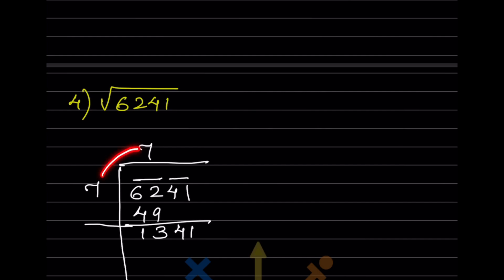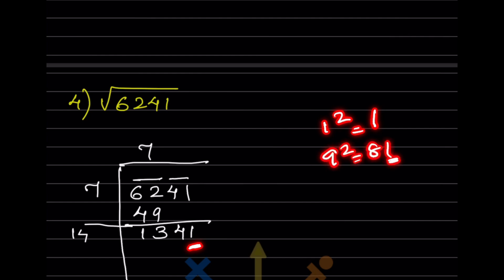So now what will you do here? You are going to add 7 plus 7. So that is going to be 14. So here you are going to write 14. Now you are going to concentrate on this number. The units place is 1. So 1 square will be 1, or 9 square is going to be 81. So the units place will be 81.